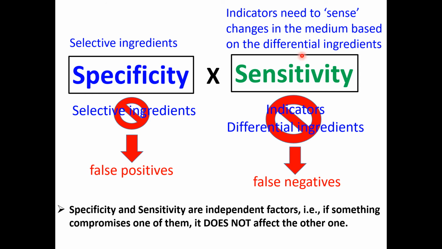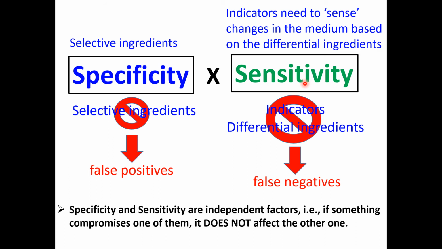Okay, so now when we think about sensitivity, it's different. It's not about selective ingredients anymore. This is about the indicators and the differential ingredients, because adding the differential ingredient is one thing. Let's say you have a sugar there, and if the microbe ferments the sugar, well, great, but how do you see that? Well, you need the indicator. So the two go along together, because if you forget one of the two or both, the medium would not be able to sense a change in the pH.